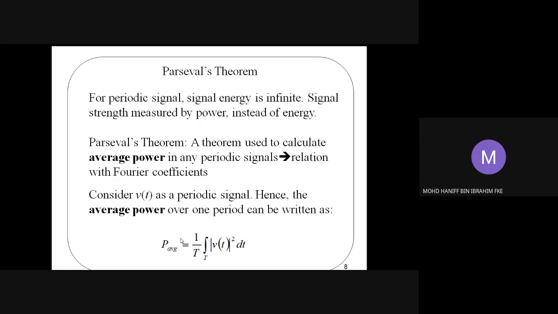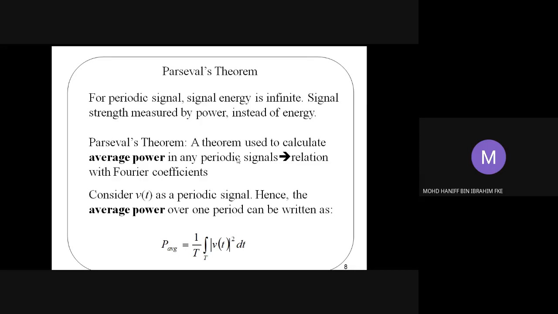Okay, in which Parseval's theorem is used to calculate the average power. Parseval's theorem is used to calculate the average power for any periodic signal. Mr. Parseval found that the average power for any periodic signal can be calculated by just using its Fourier coefficient values. So the average power can be calculated by using the Fourier coefficients.